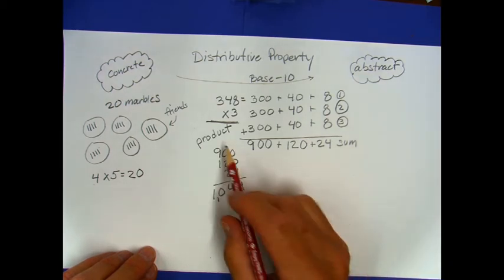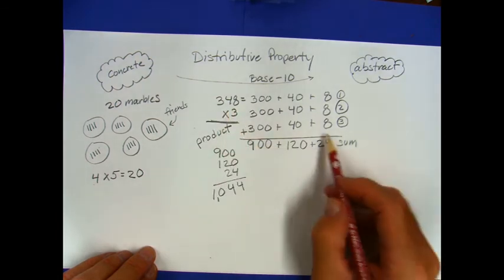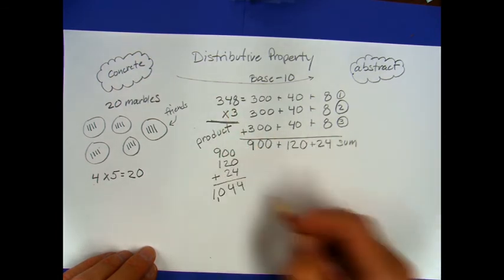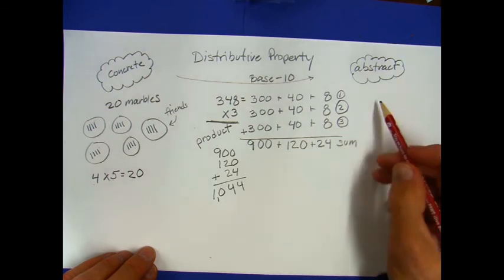Well, it's kind of a product if we do it over here, and it's the sum if we do it over here. So this would be the sum. So now we're going to go to completely abstract.